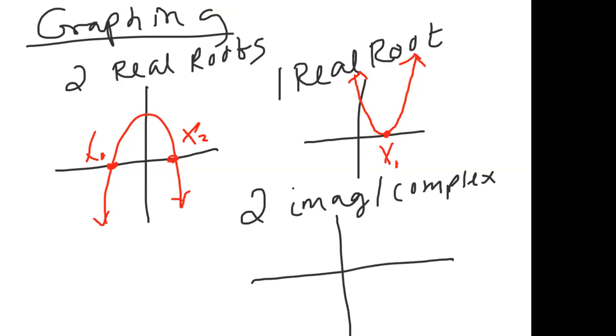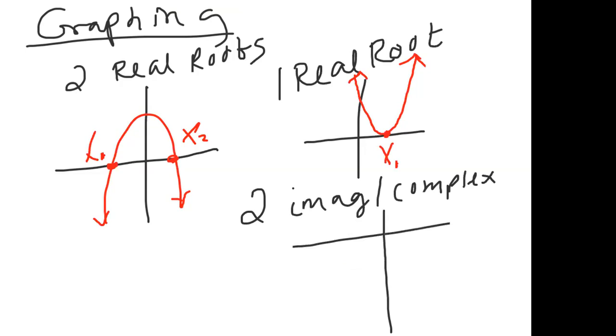So when this happens, hold on a second, let me try this a different way. So when this happens, if you're looking at a graph, the graph will never intersect the x-axis. So you might see something like this, where the graph will not intersect the x-axis because there's no real solutions. So these are the three cases for graphing the quadratics, using graphing to solve the quadratics.